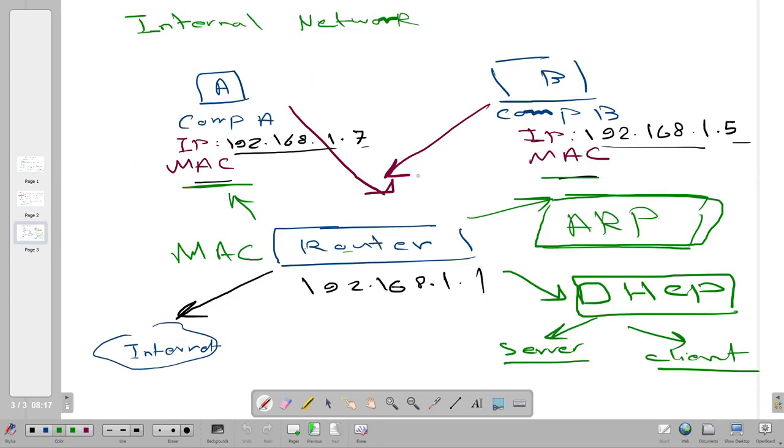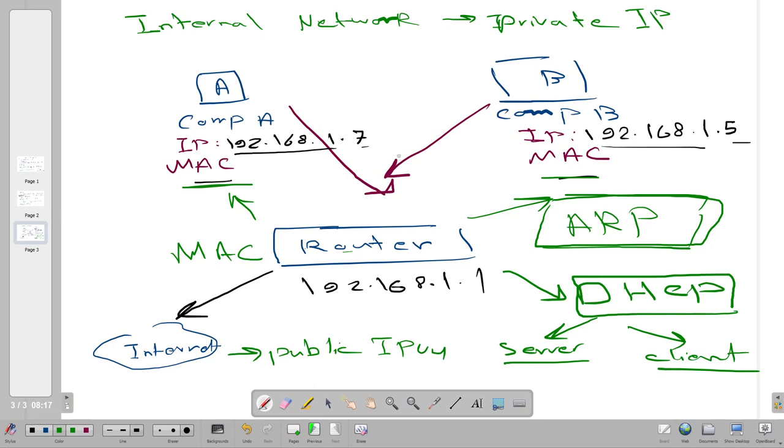the external network is anything outside these IP addresses, which is the internet. Now, the internet uses public IP addresses to communicate. Internal networks use private IP addresses. So, as you can see, 192.168.15.11, these are all private IP addresses. They are used to communicate internally.